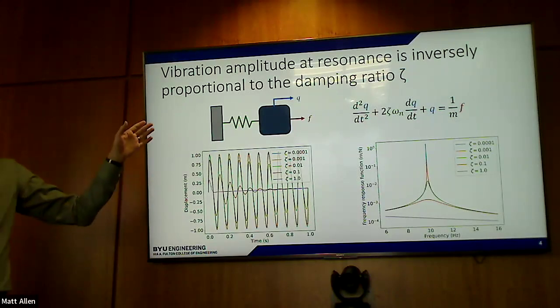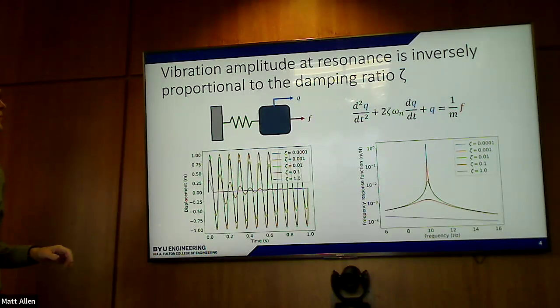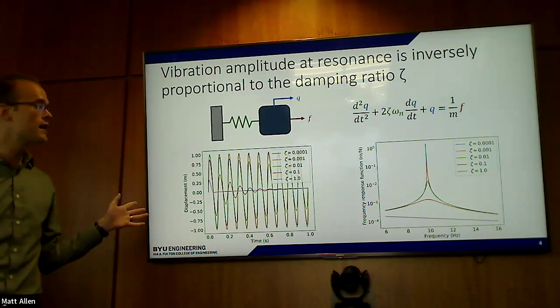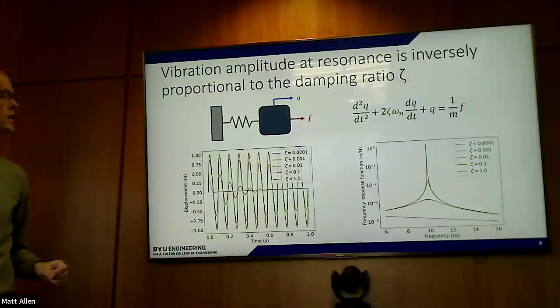what I'm showing here is what would happen if you hit this mass with a hammer and let it just ring down until it stops. And if you have a low damping ratio like the blue and orange, it'll keep ringing for a really, really long time. But if you have a high damping ratio like the red and purple, it'll stop very quickly.